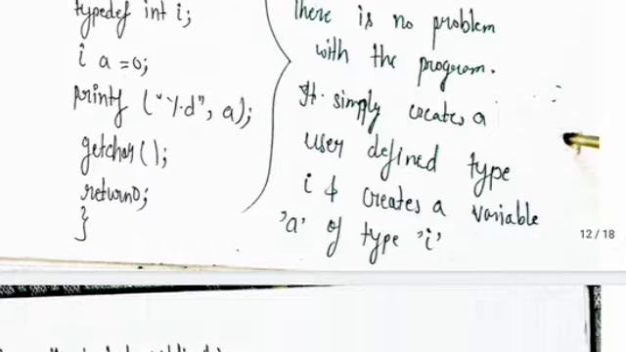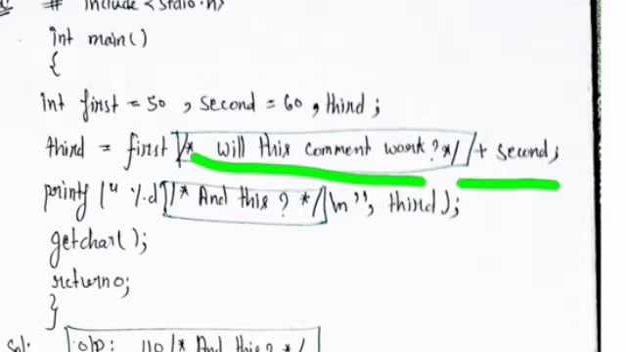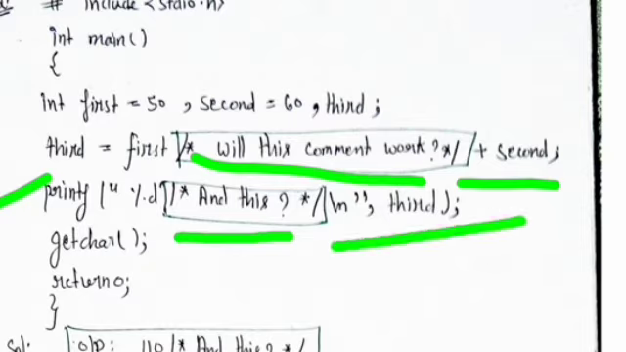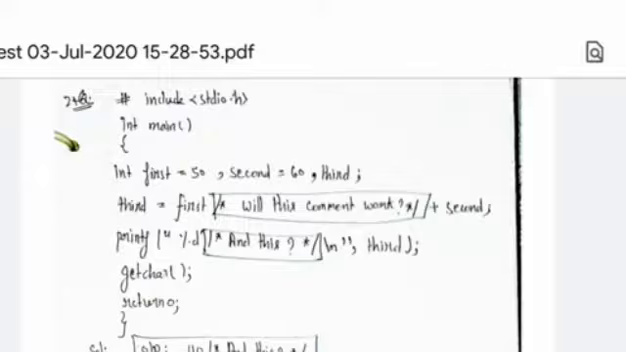Now come to the next question. Include stdio.h, int main, int first equal to 50, second equal to 60 and third. So here third equal to first. Giving the line of code, will this comment work? Question mark plus second. Print the value percent and this question mark in the comments, less and third. So getch and return the value. So what will be the output of this program?